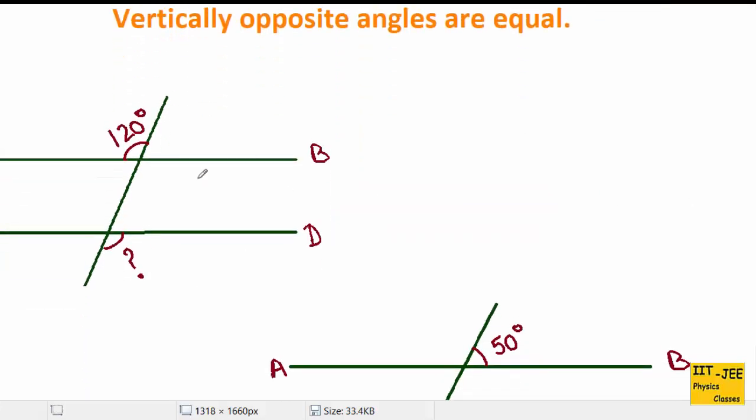Let's take an example. Here this angle is given as 120 degrees and you have to find this angle. So you know the corresponding angles we learned in the previous video. These two angles are corresponding, this one and this one. So this must be 120 degrees as well, as corresponding angles are equal to each other. Now you can see again, these two are vertically opposite angles and they must be equal too. So this must be 120 degrees.